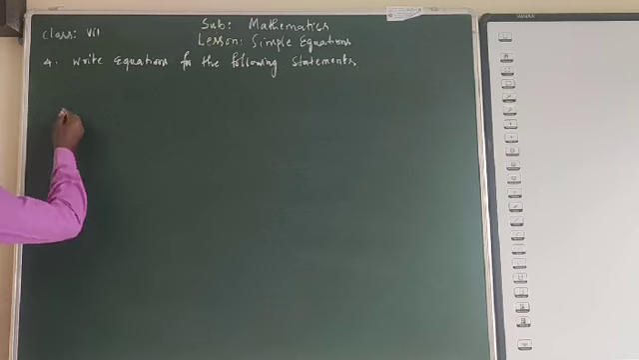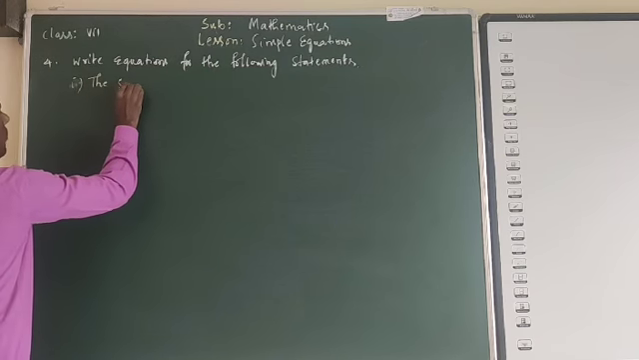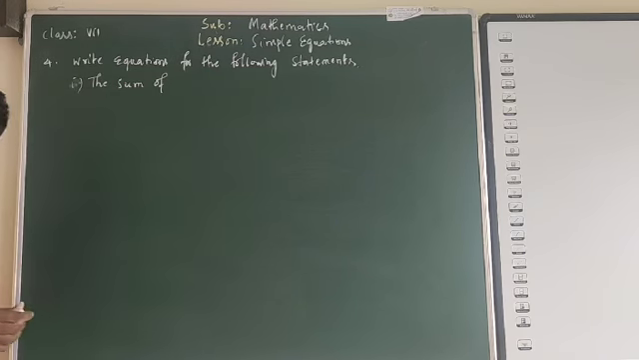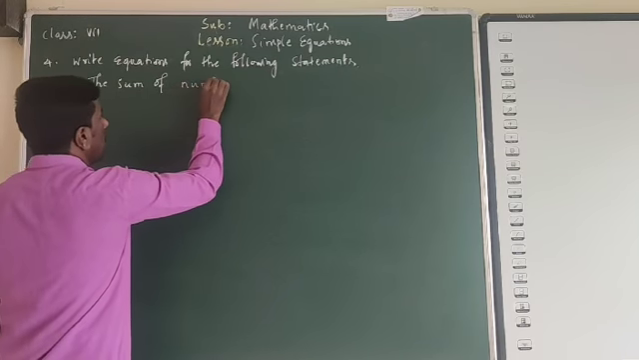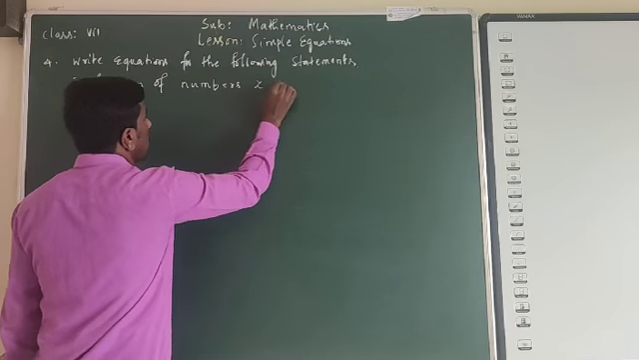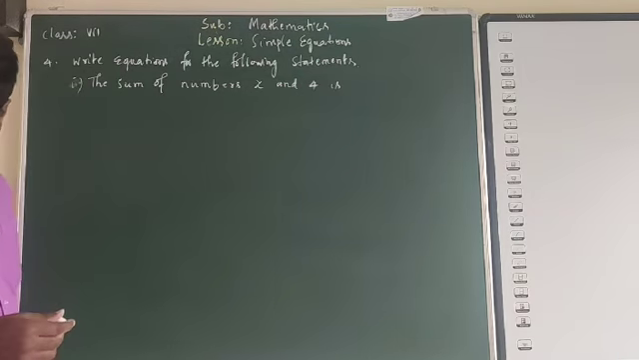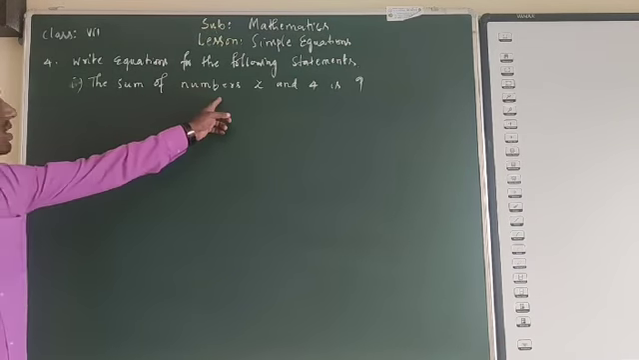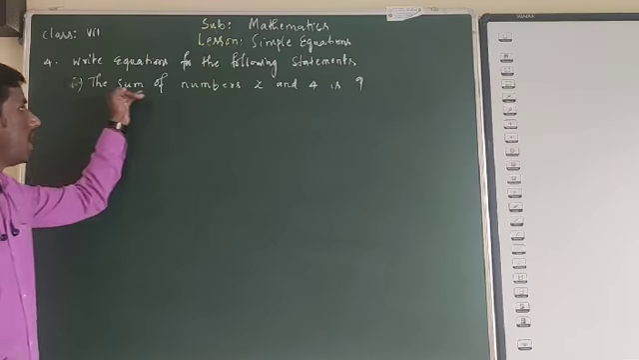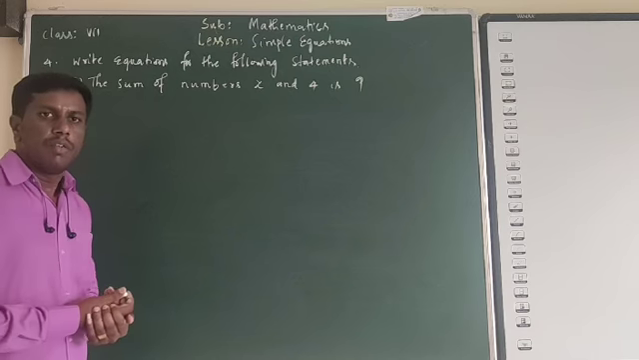Say, for example, the first one I will write as: the sum of numbers x and 4 is 9. What is given? Sum of numbers x and 4 is 9. This is the statement they have given. This statement you should write in equation form.